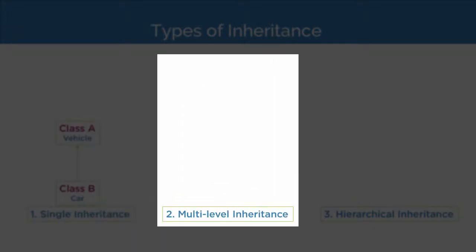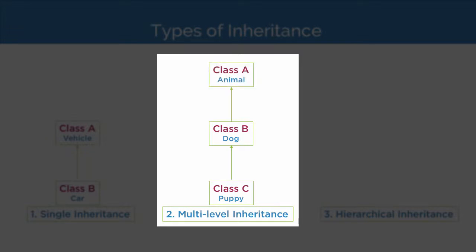The second one is the multi-level inheritance, where we have, suppose, class C inheriting the property of class B, which in turn inherits the property of class A. Now here you can imagine a small puppy. This small puppy inherits from the dog, and this dog class inherits all the properties from the animal class. So here we have multiple levels of inheritance. So that is why we call it multi-level inheritance.